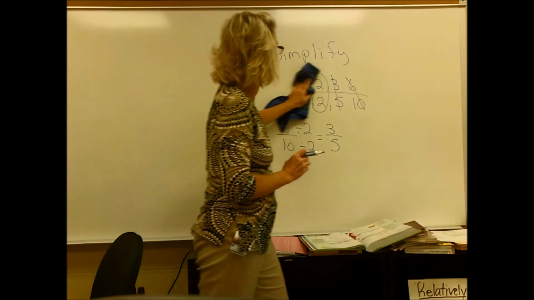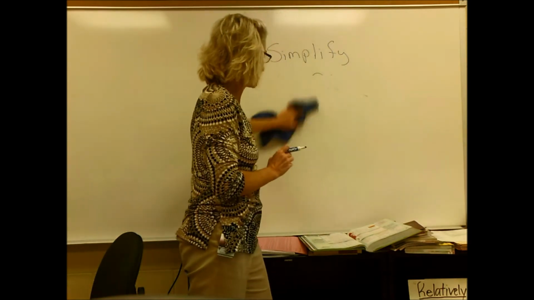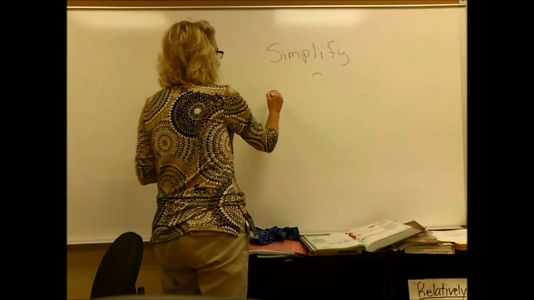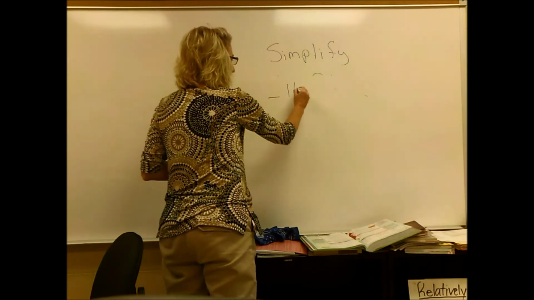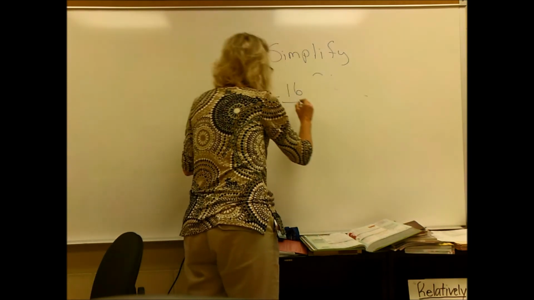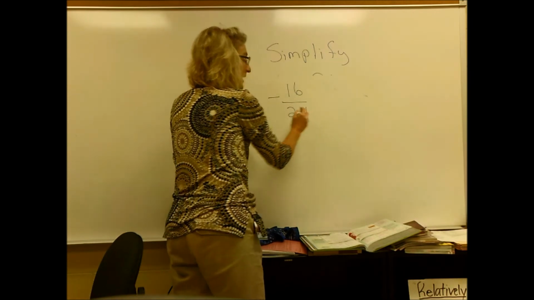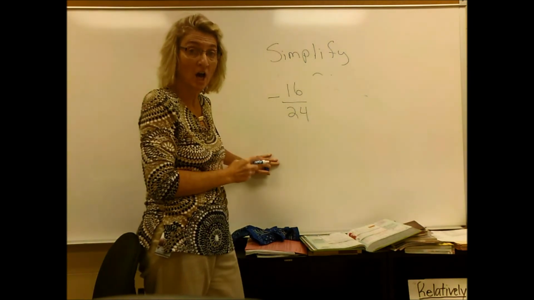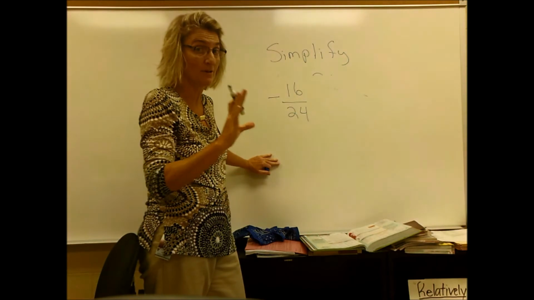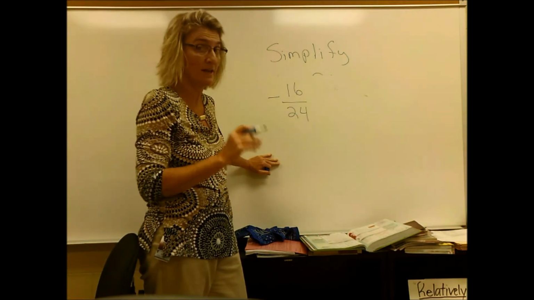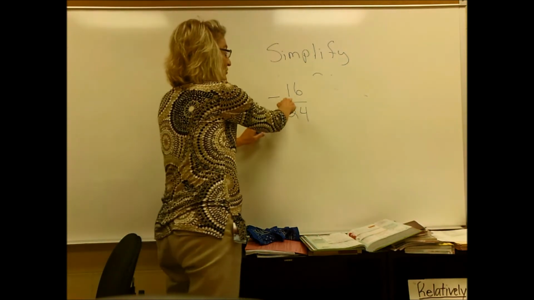But now we're talking about rational numbers. So what if I have a problem negative 16 over 24? Again, I have to find the common denominator. Not a common denominator, check that. Miss Osborne made a mistake. We have to find a common factor.